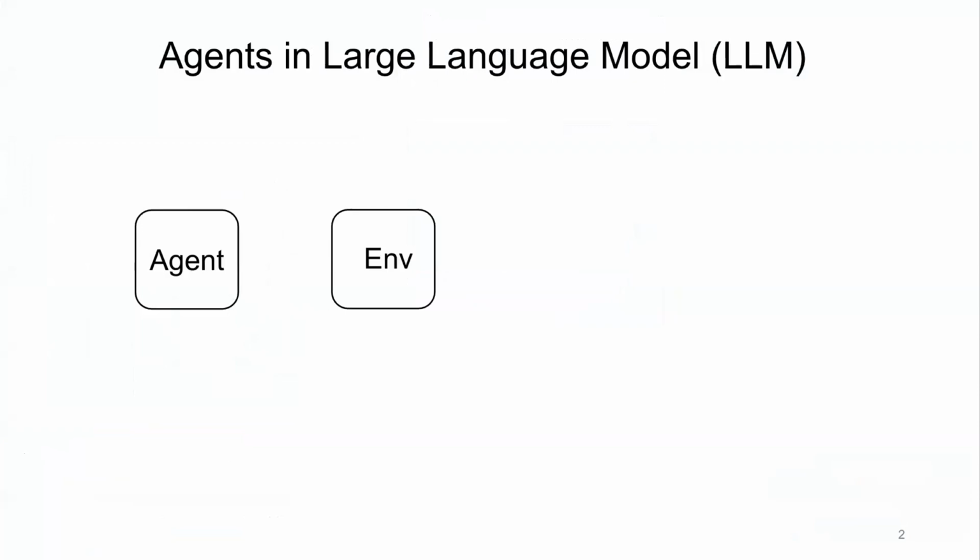So what are agents in large language models? As we know, in traditional computer science and reinforcement learning, there is an agent and an environment. The agent first observes the environment, then does some reasoning to take actions, and the action also influences the environment. The definition in LLMs is similar, but with a few additional considerations.